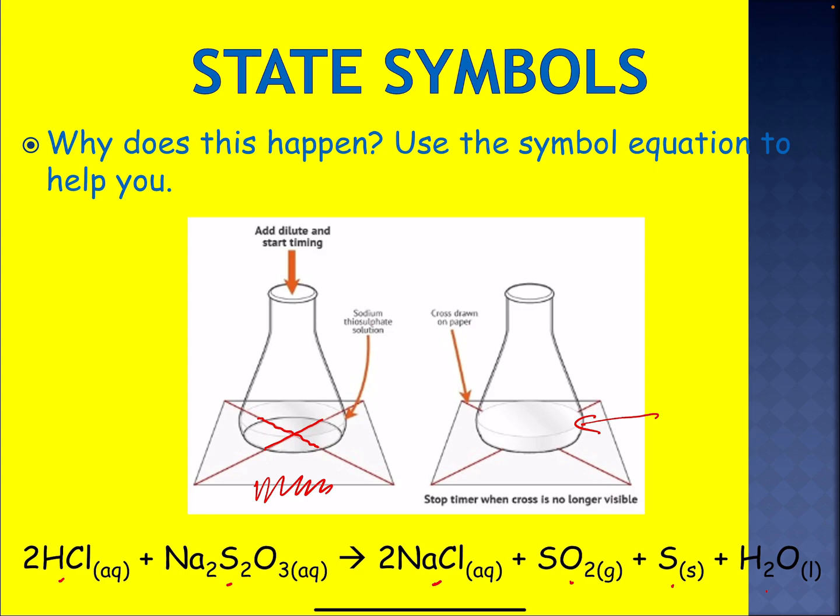The reason why the X can no longer be seen is because sulfur precipitate is being formed. And we know sulfur is blocking it out because sulfur is in the form of a solid. So solid sulfur particles are blocking out the cross. And that's why the state symbols are important.